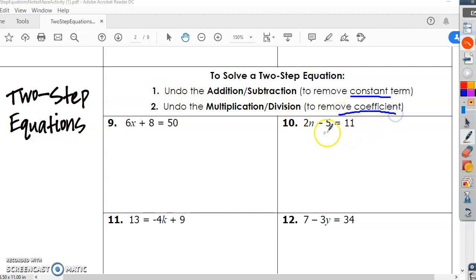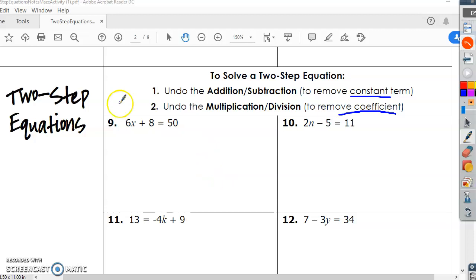What exactly does that mean? Coefficients, remember, are numbers in front of a variable. So the coefficient of 6x is 6. We have another coefficient here, negative 4. On number 12, we have a coefficient of negative 3. If I want to get rid of those coefficients, I will be doing division, because that means multiplication. So it says undo the multiplication, and yes, that is multiplication, by doing division. That's if you have a coefficient.